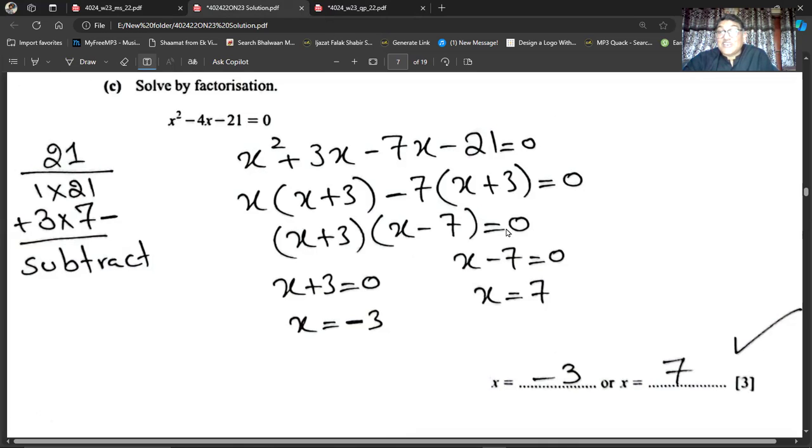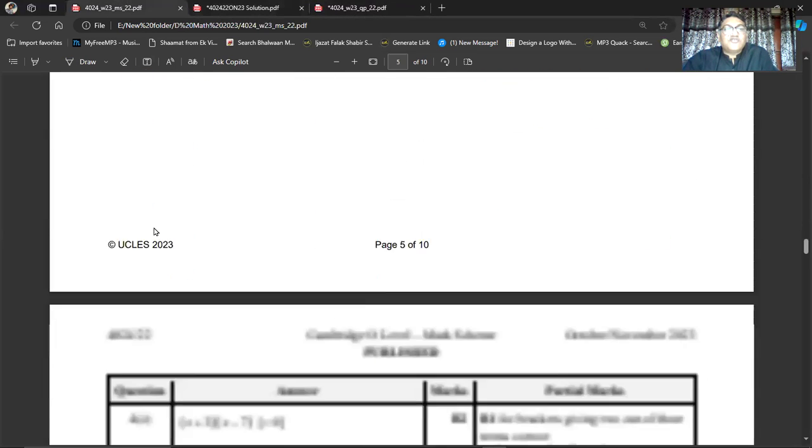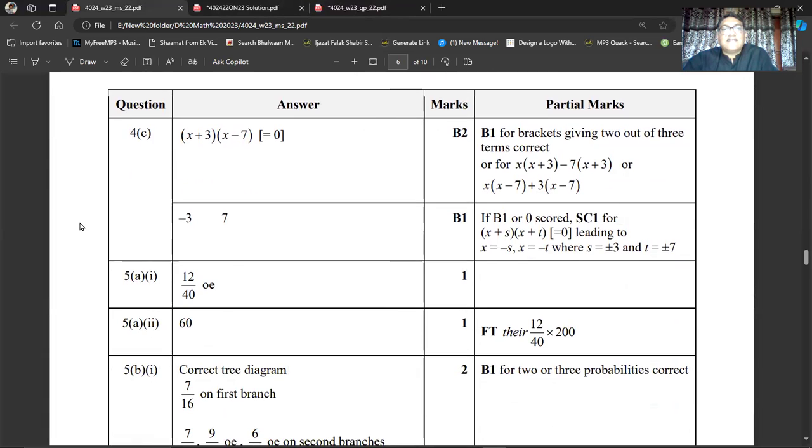Their answer is 0. So either the first bracket is 0 or the second bracket is 0. I will make them 0. x plus 3 is equal to 0. So x will be equal to minus 3. And x minus 7 can be 0 because you multiply 2 things and the answer is 0. So either the first is 0 or the second is 0 or both of them are 0. So x minus 7 is 0. So x will be equal to 7. So the answer is minus 3 and 7. The x has 2 values, minus 3 and 7.